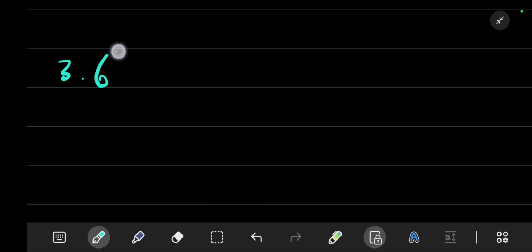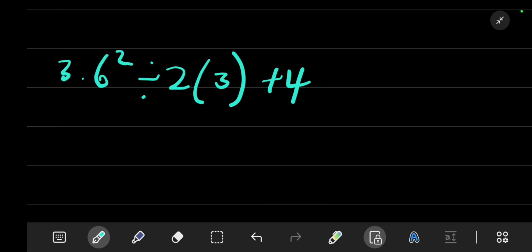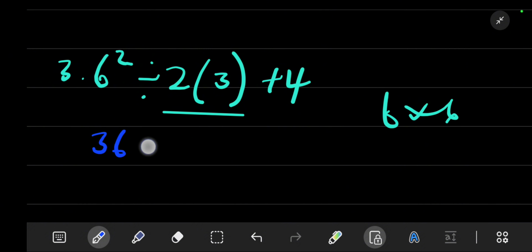We have 6 squared divided by 2 times (3 plus 4). So how do we solve this? First, the bracket has already been solved, so we move to the squared, and 6 squared simply means 6 times 6, and 6 times 6 equals 36. Okay, we have 36. Then we rewrite the equation back again.